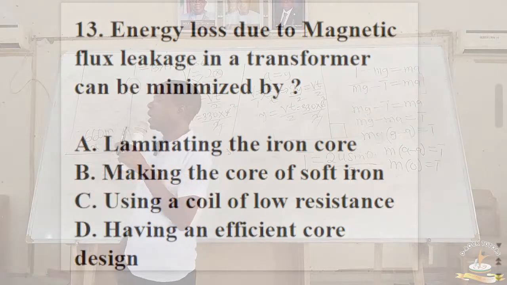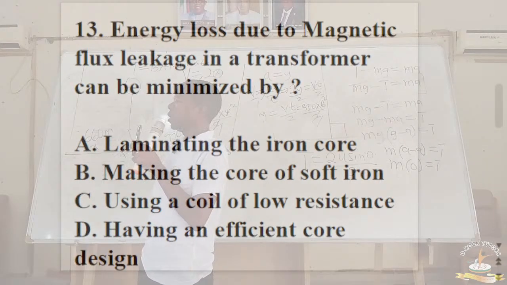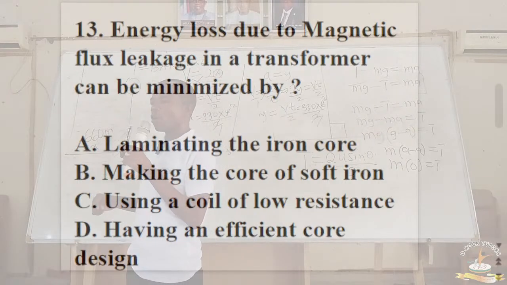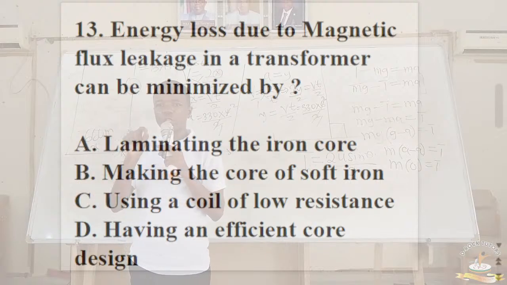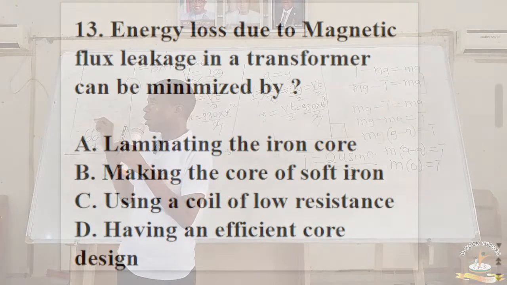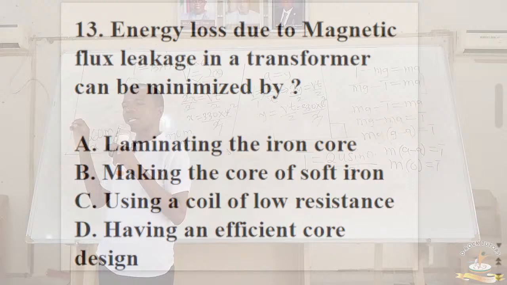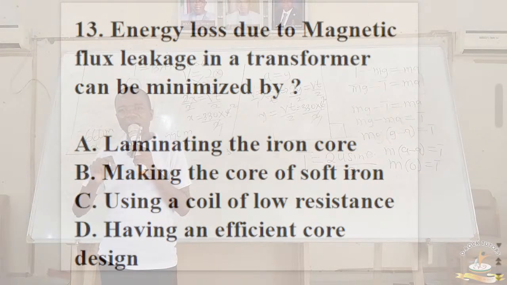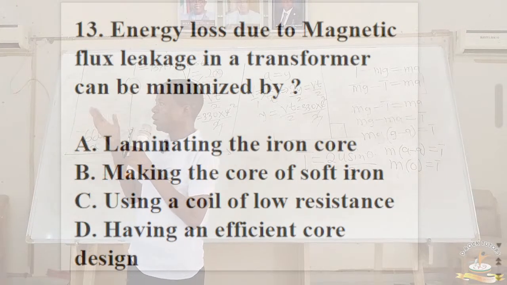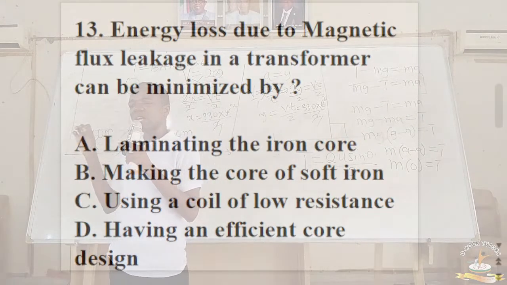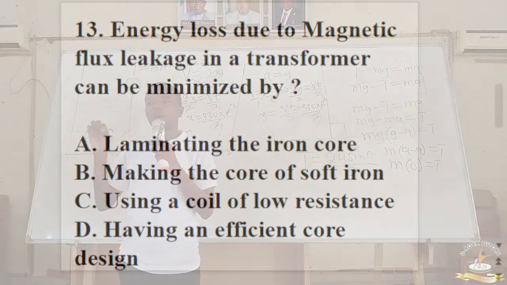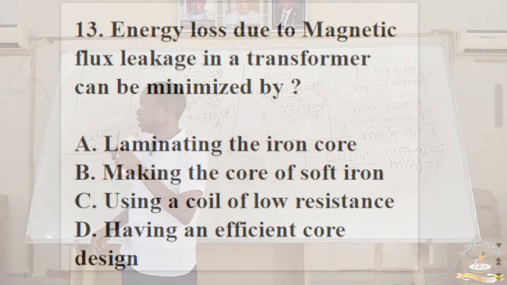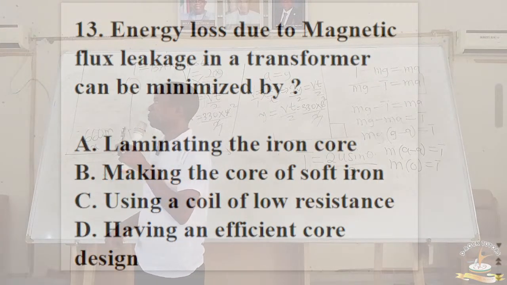So if you take a look at the board, the correct option would be option B. Option A, laminating the iron core. That is how to minimize the energy loss due to eddy current. Option B, making the core of soft iron. That is how to minimize energy loss due to hysteresis. Option C, using a coil of low resistance. That is how to minimize the energy loss due to Joule or heat. So the correct answer here is definitely option D. Let's go to the next question.